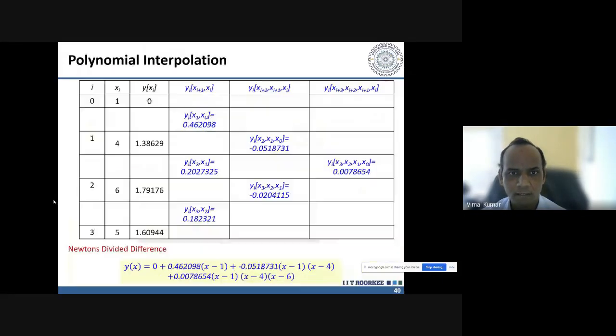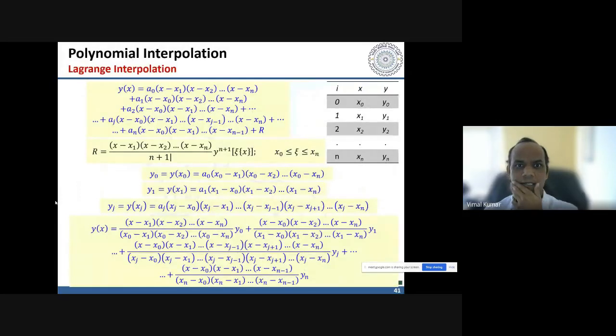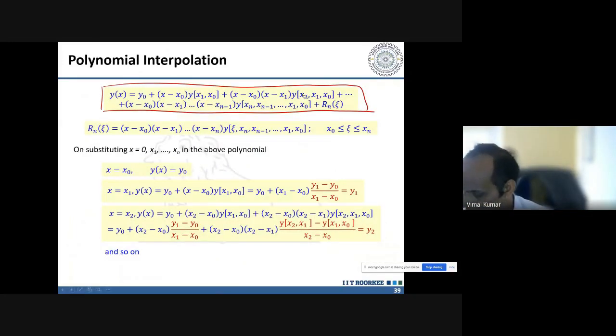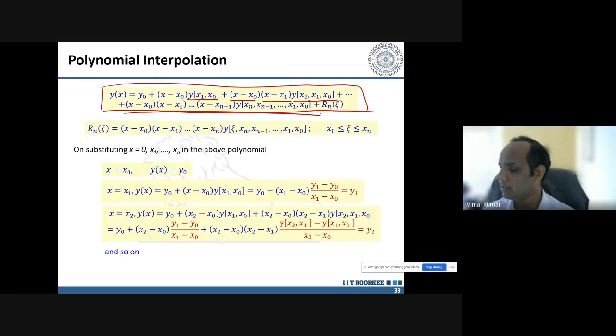I think I did this earlier, not Lagrangian. Okay, let me just do this. This divided difference is the only equation. We are not into the final equation here, but this is the general equation. I'll have y0 plus y of x1 x0 into x minus x0, plus y of x2 x1 x0 into x minus x0 and x minus x1, and similarly so on till the nth term. Then we'll put back all the differences here and develop a polynomial.